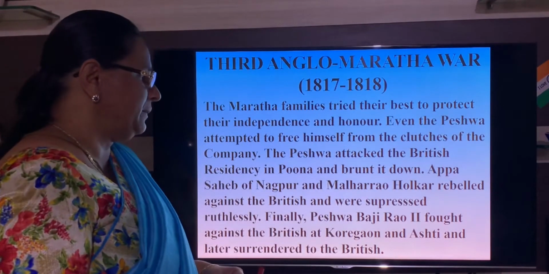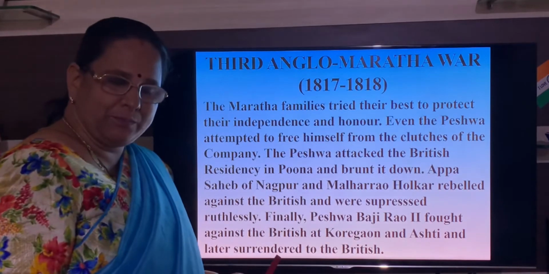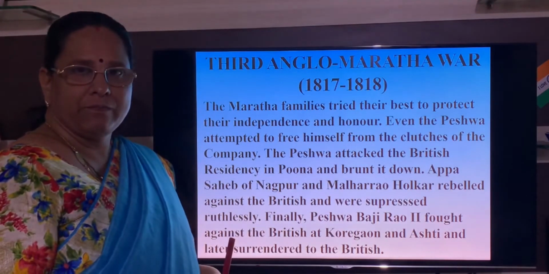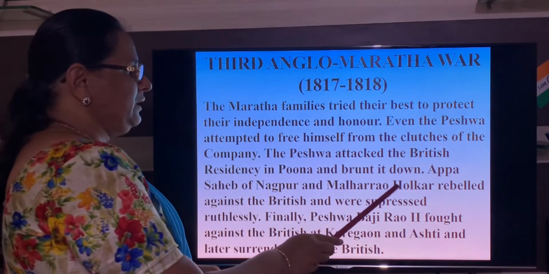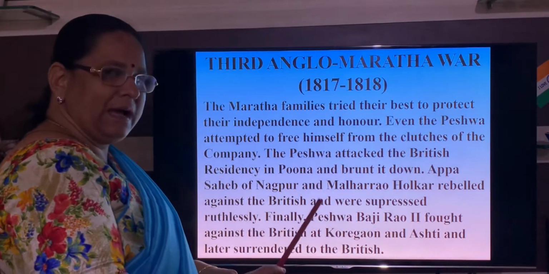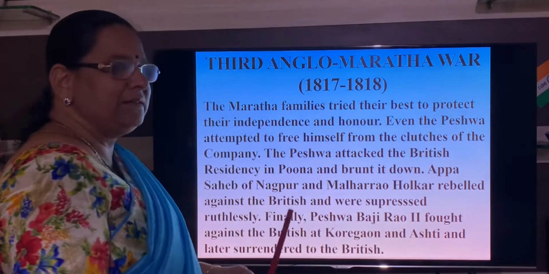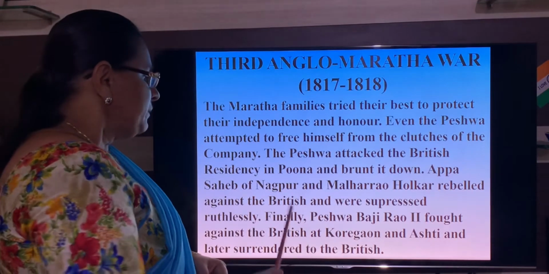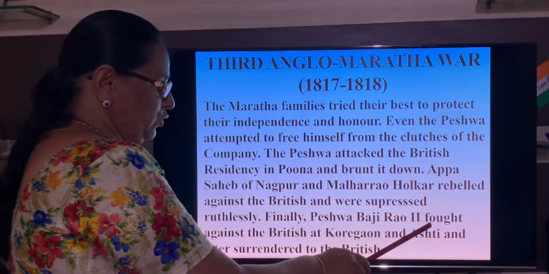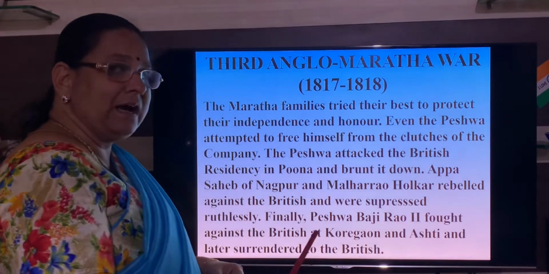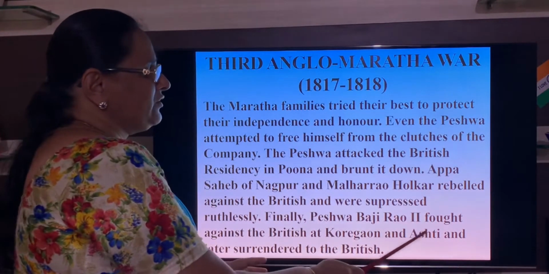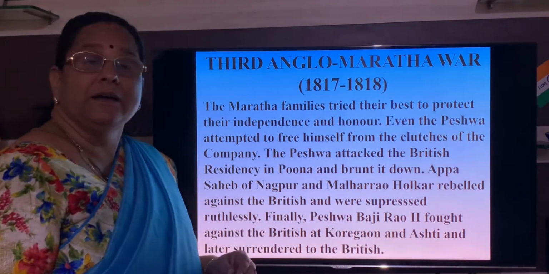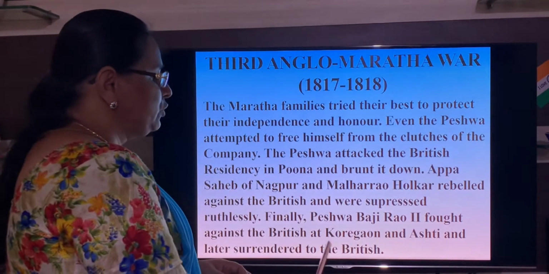The second point to be remembered in this, Appa Sahib of Nagpur and Malhar Rao Holkar rebelled against the British. So remember, the second point you have to explain is about Appa Sahib of Nagpur and Malhar Rao Holkar rebelling against the British. The third point you have to remember is about Peshwa Baji Rao II, who fought a battle against the English at two places, Koregaon and Ashti. In these two places he fought the battle against the English and surrendered to the British.